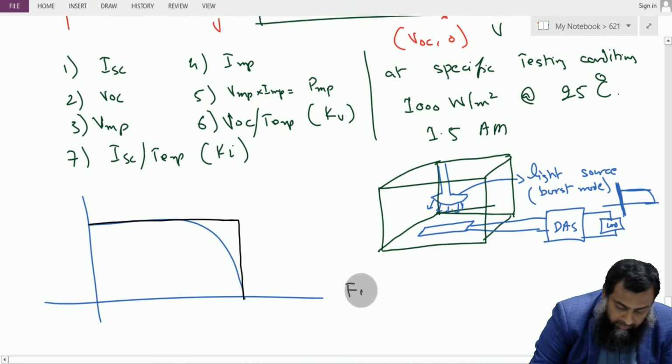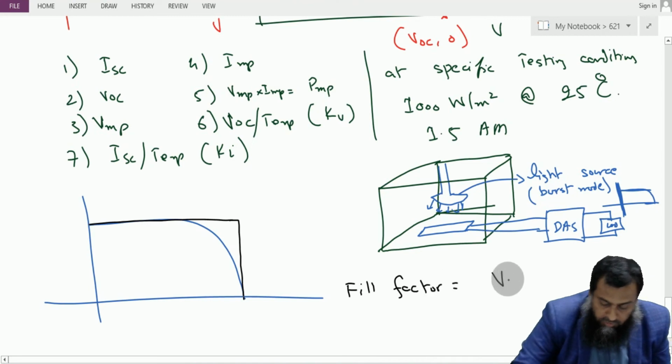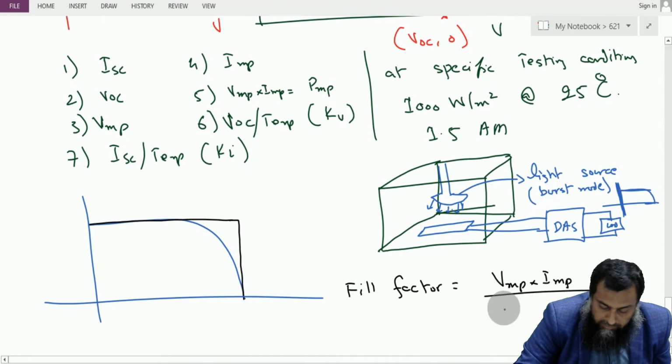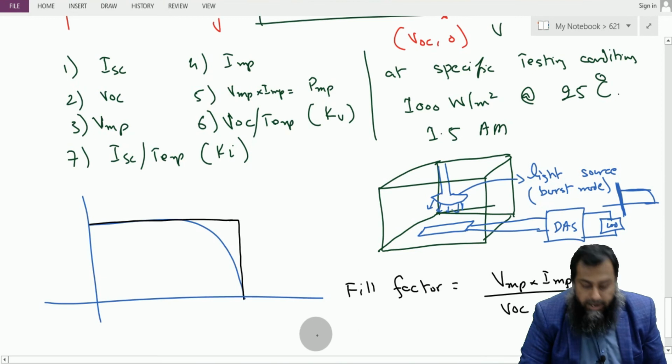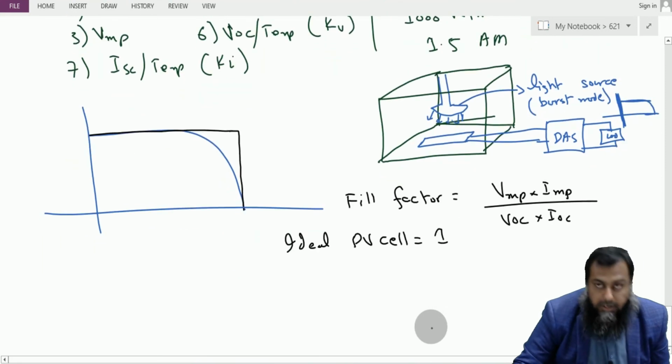Fill factor is actually a ratio of VMP into IMP divided by VOC into ISC. And an ideal PV cell has a fill factor that is equal to 1.